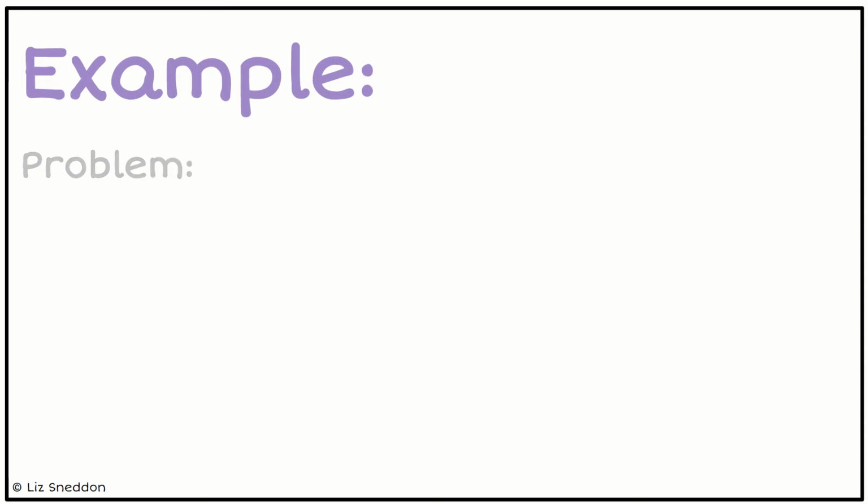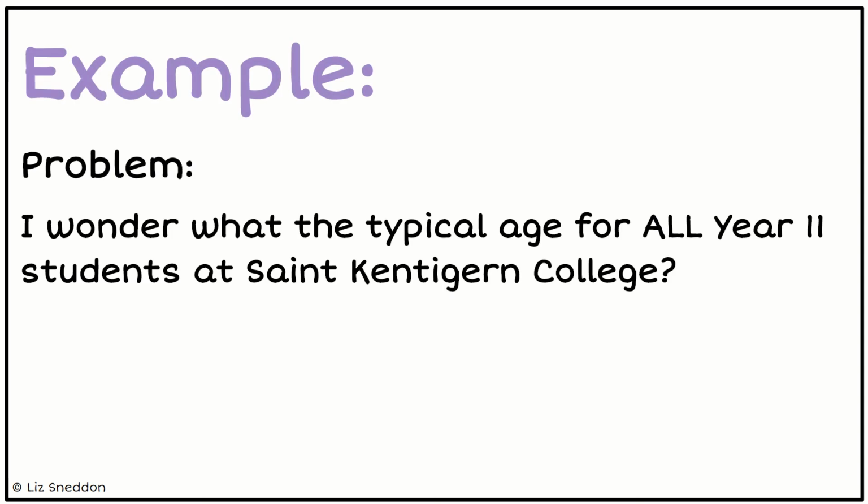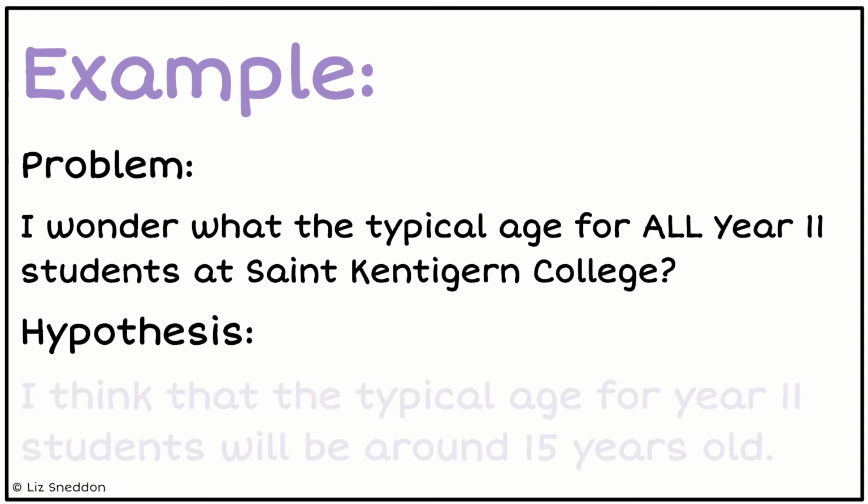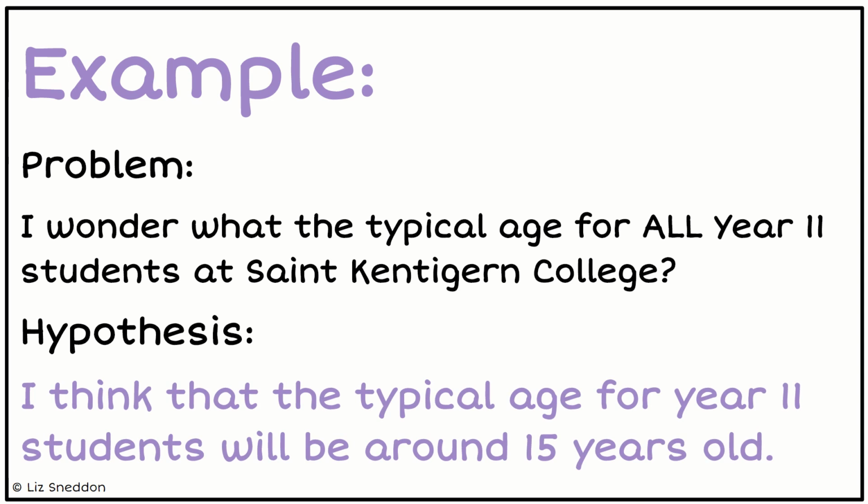So, for example, if my problem was, I wonder what the typical age is for all Year 11 students at St Kentigern College, I need a hypothesis. I think, well, Year 11, my best guess is that they'll typically be around 15 years old. I'm just coming up with what I think is an educated guess, and that's my hypothesis.